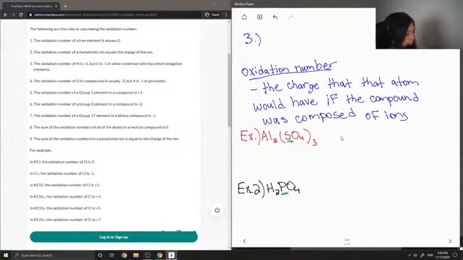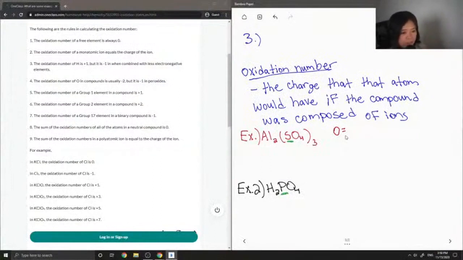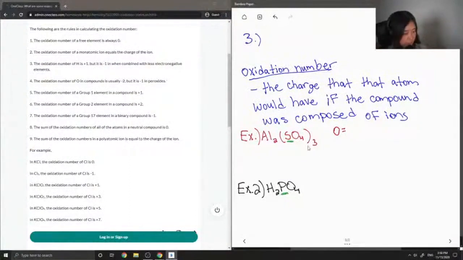So in the first example, I'm going to write out an expression that will help us calculate the oxidation number. On the left of the equal sign, I'm going to put a 0, which shows us the charge of the compound. Since this is a neutral compound, I'm going to write 0 on this side. And then I'm going to show how many of each ion there are. So there are 2 aluminums, 3 sulfurs, and altogether 12 oxygens.